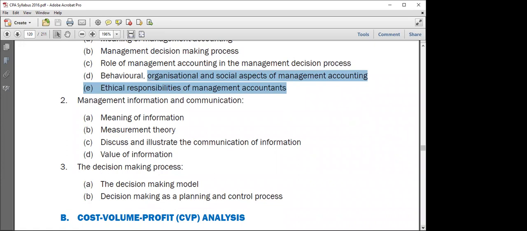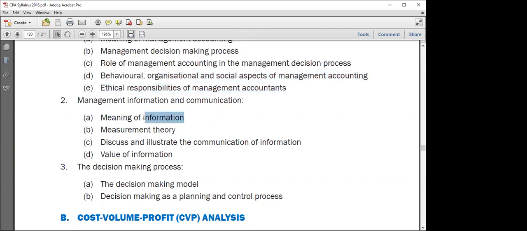I think ethics is a very common thing in most of all the papers, because this is a professional paper, and some of these principles we have to keep bringing them to your attention to make sure that at the end of the day, when you're done with CPA, you don't go and misrepresent the profession. So it's important.